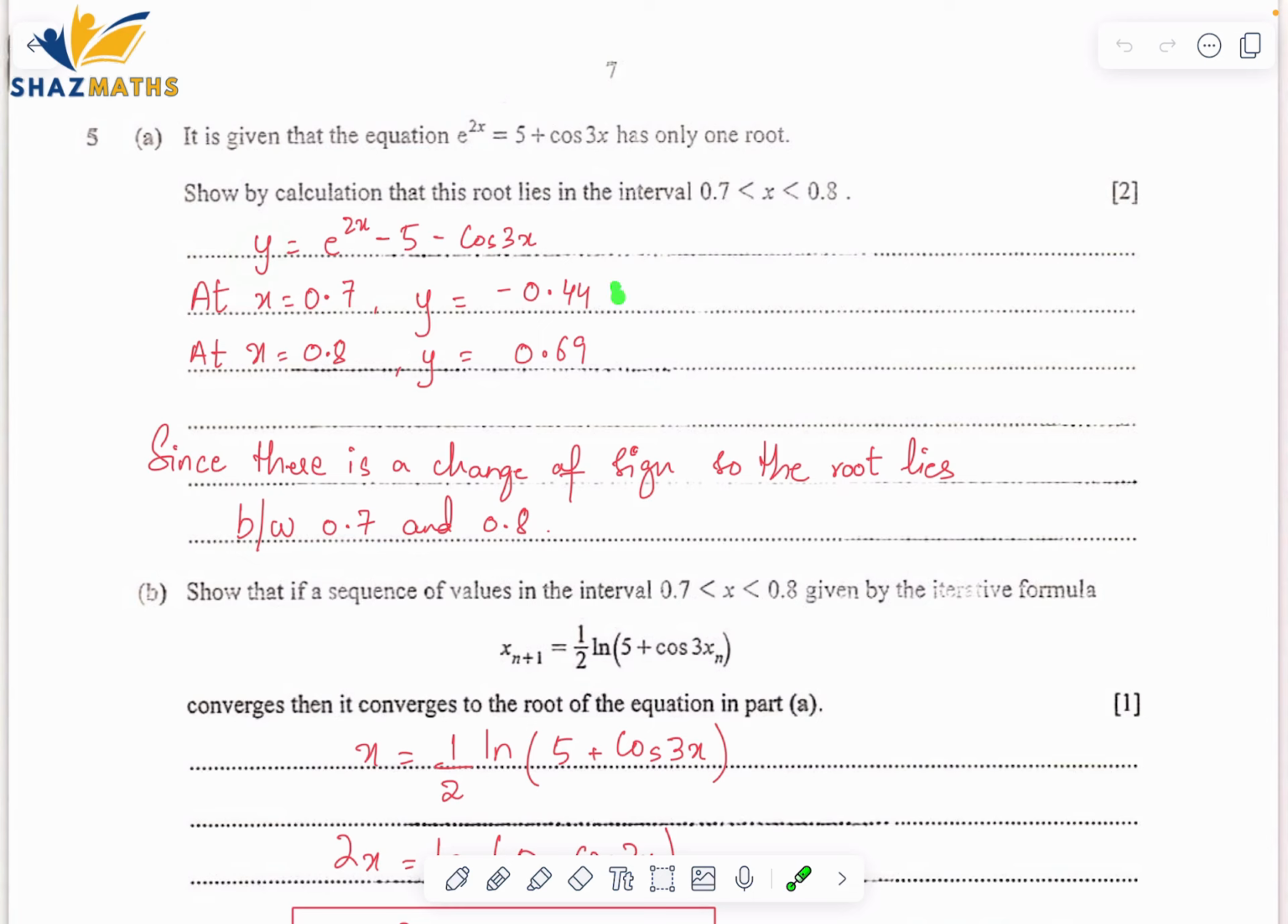We'll get the value of y as minus 0.44. When we put the value of x as 0.8, the value of y will be 0.69. Since there's a change of sign, the root lies between 0.7 and 0.8. So that's your first part.